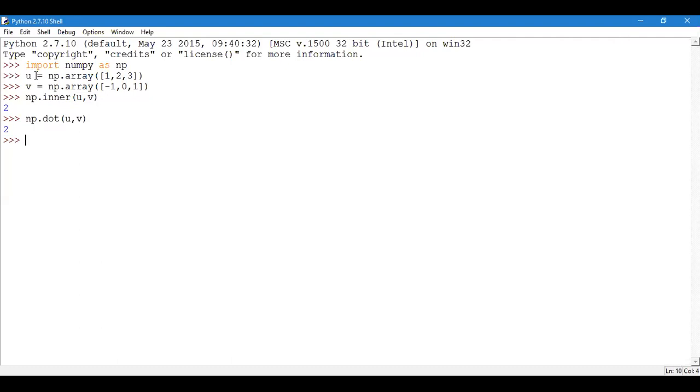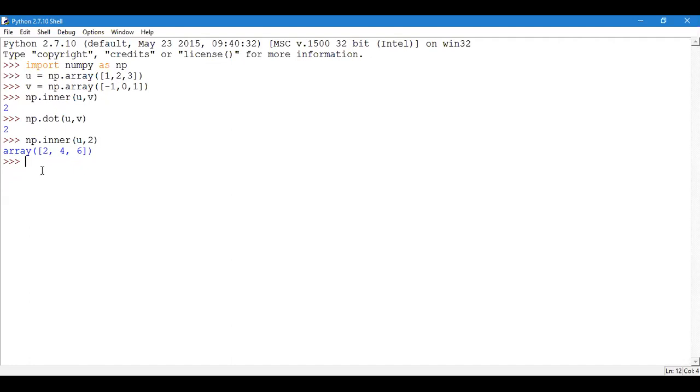Now, if you want to find the inner product with a scalar, then you have to write np.inner. Suppose I want to use only u, so u comma 2. Then what will happen? The entire u vector will be multiplied by the scalar 2. Okay, are you following?